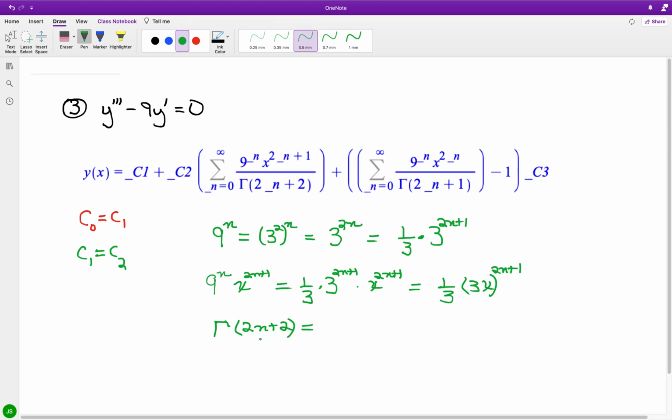So this would be like the gamma of 2n plus 1 plus 1. So you would have 2n plus 1 times the gamma of 2n plus 1. And in factorial terms, this would be just 2n plus 1 factorial.